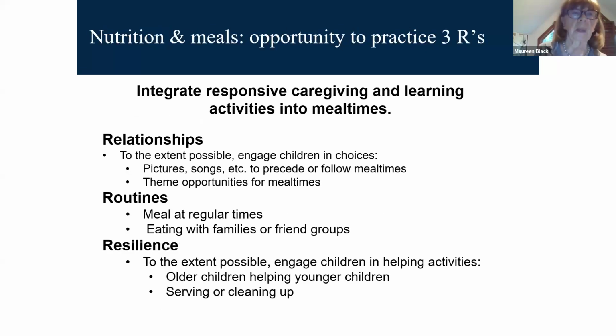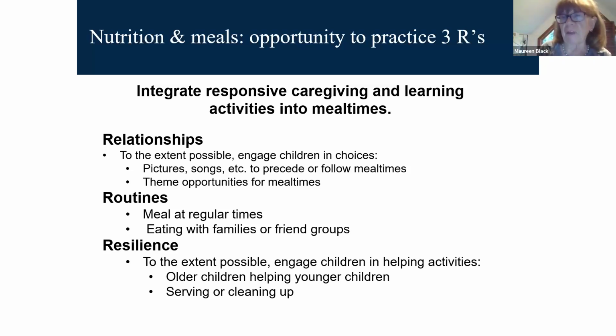Next. So these are just a little example, not nearly as creative as you all could do, to practice these 3 R's: relationships, routines, and resilience, related to responsive caregiving and learning in meal times. So relationships may be, to an extent possible, engage children in choices. So could be things like having pictures that could follow meal times or accompany meal times, or having themes for meal times.